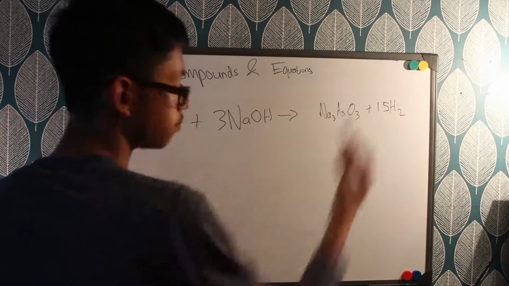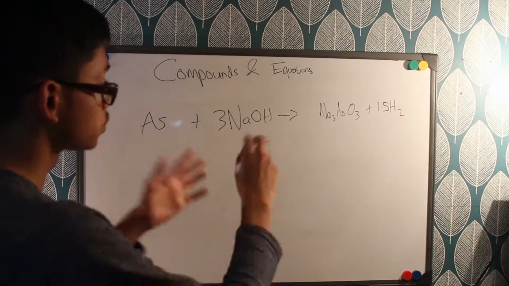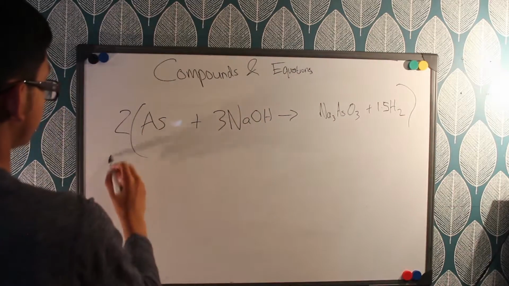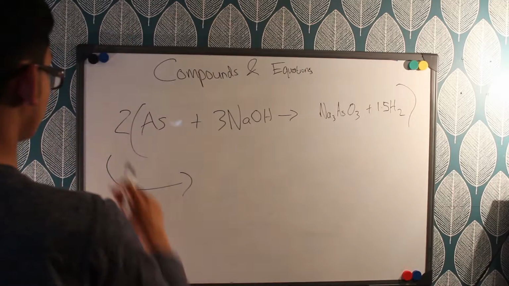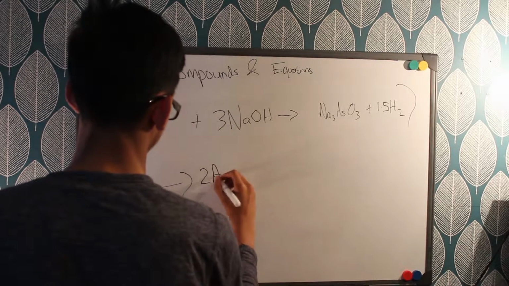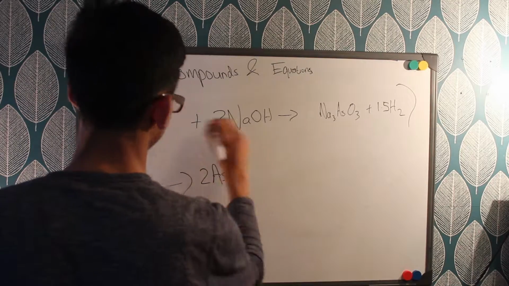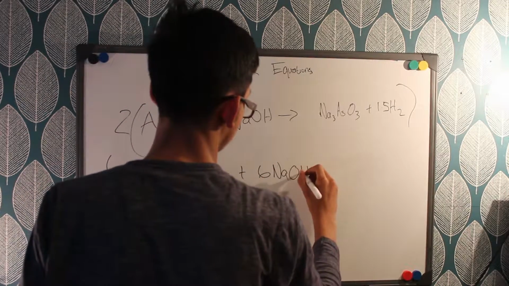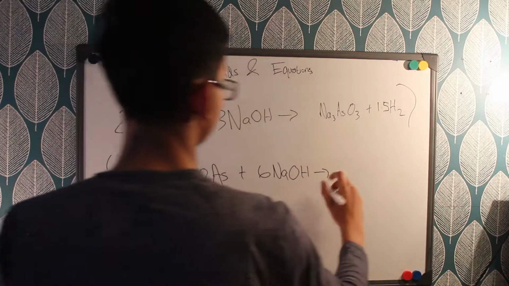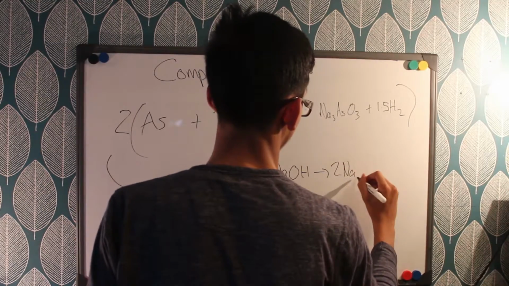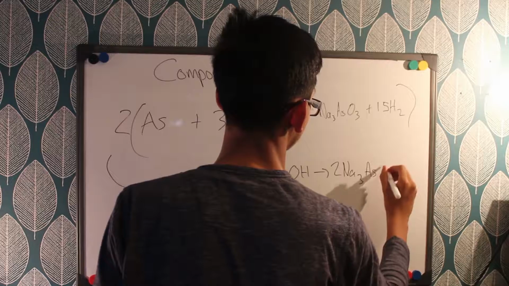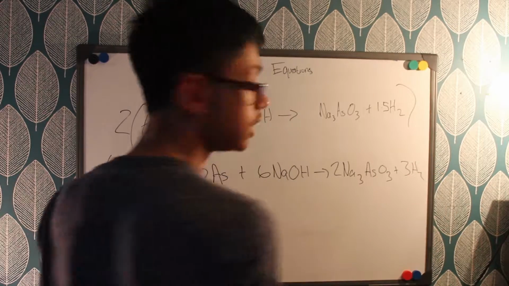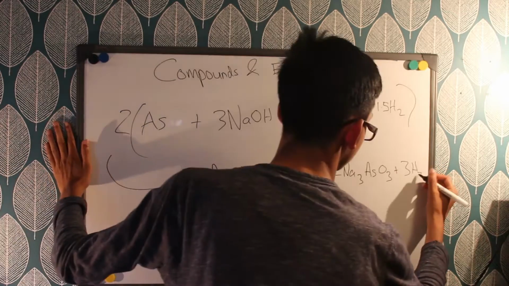I can't just times this by 2 itself. It doesn't work. I need to make sure everything is the same. So I'll times the whole thing by 2. So if I times the whole thing by 2, you'll get 2As plus 3 times 3 is 6NaOH, and then 2Na3AsO3 plus 3H2. Now that is a balanced equation right there. Let me just make sure that's a 2.